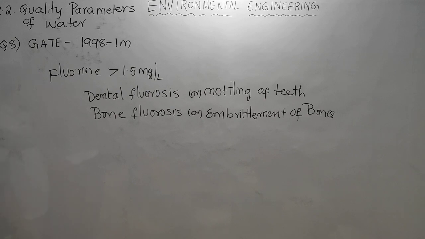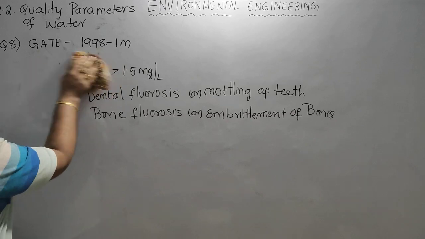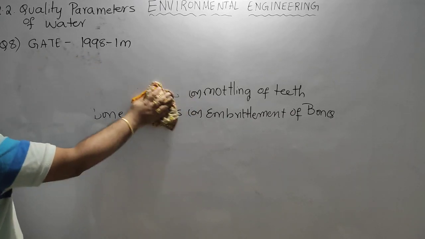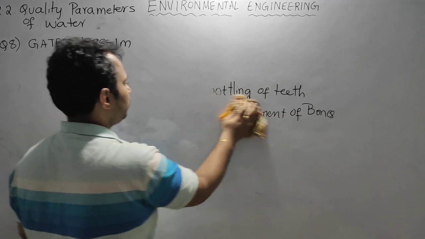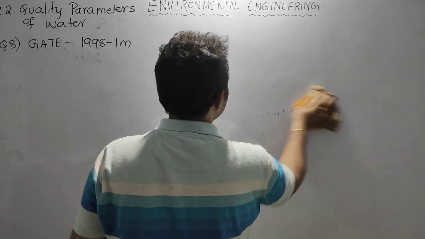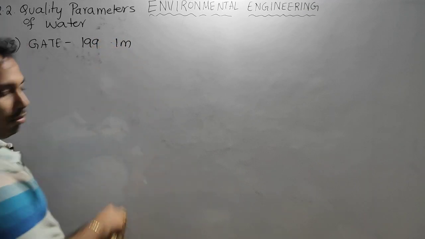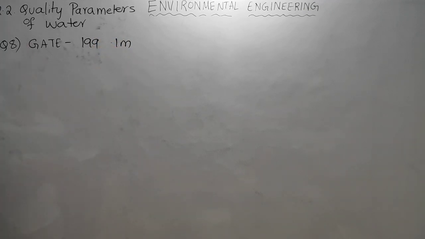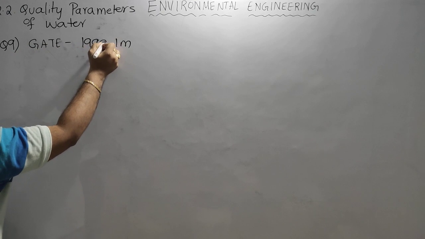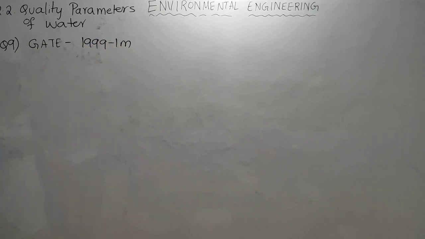Okay. Temporary hardness in water is caused by the presence of, next question, question number 9. Question number 9 is GATE 1999. 1 mark question. Temporary hardness is caused due to the presence of.